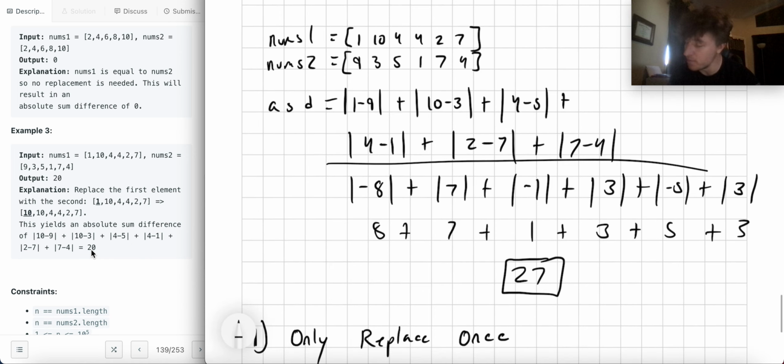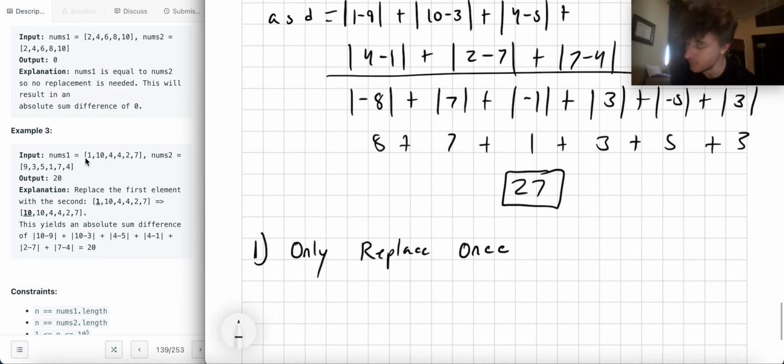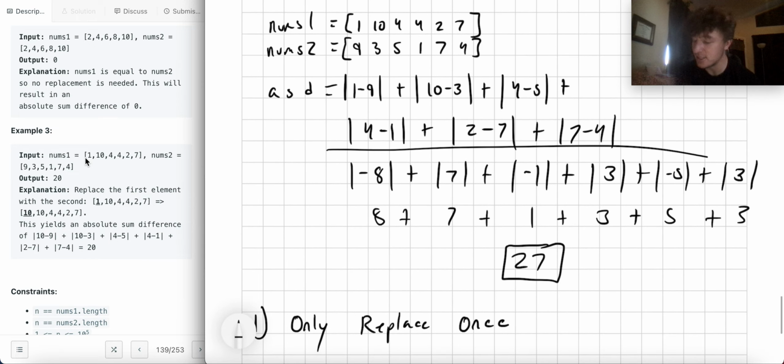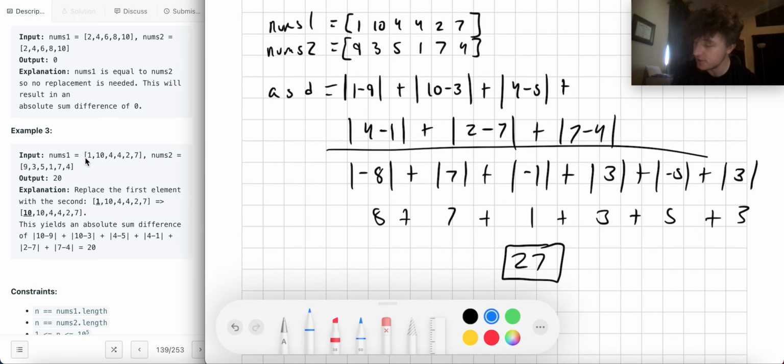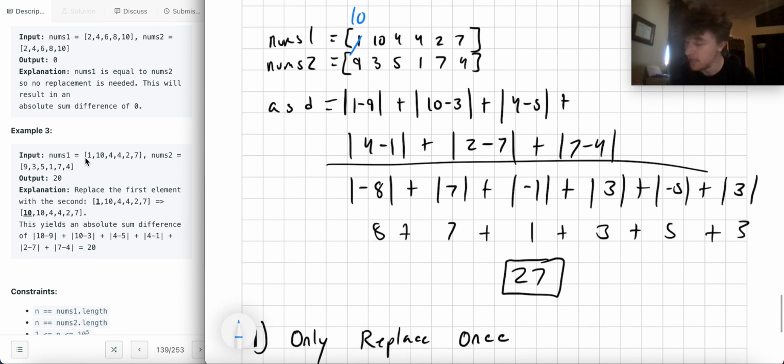So since we can only replace once, what would the score be if we replaced at any point? Now this is saying that the answer is 20 because you're going to replace this 1 with a 10. Remember, the answer before was 27. We don't really know how to solve it yet, but it says to replace this 1 with a 10. You can't replace anything else if you've already replaced the 1 with a 10 because you can only do this operation at most once.